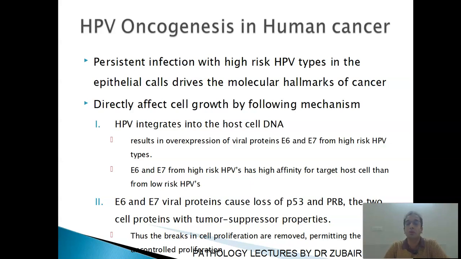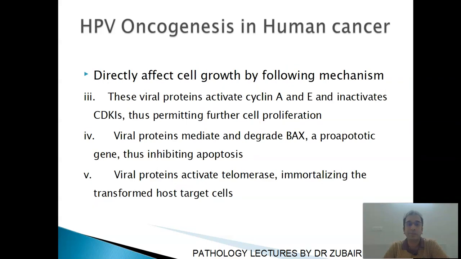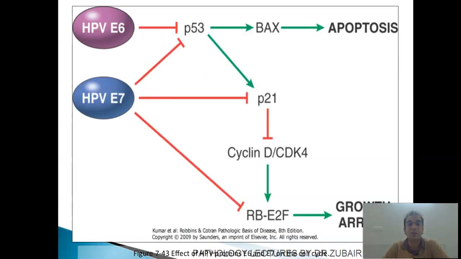So they suppress the tumor suppressor proteins, right? And these viral proteins activate cyclin A and E, inactivate CDKIs, thus permitting further cellular proliferation. Viral proteins mediate degradation of BAX, a pro-apoptotic gene, thus inhibiting apoptosis. Viral protein activates telomerase, immortalizing the transformed host target cell.